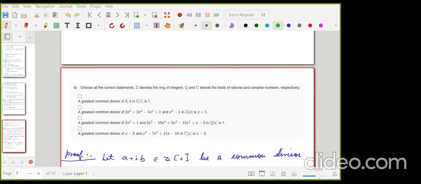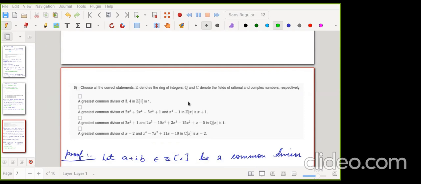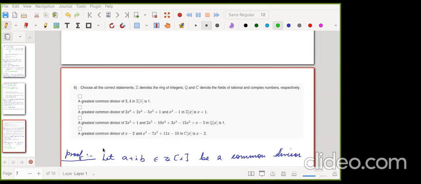So we have taken a polynomial ring with infinitely many variables. We have taken an ideal generated by x1 squared, x2 squared, and so on. We have to find the correct statements here. Can you explain about this, sir?